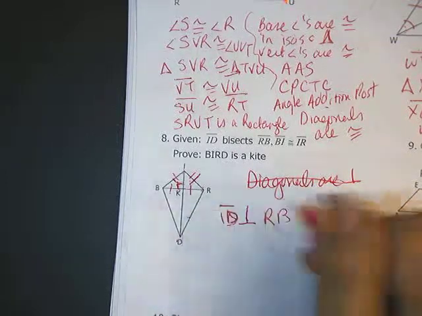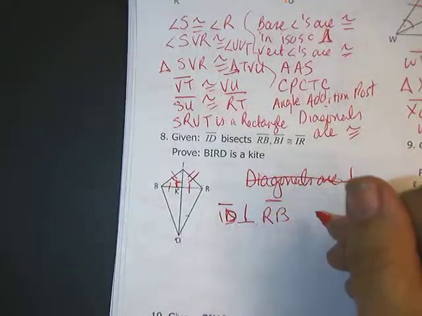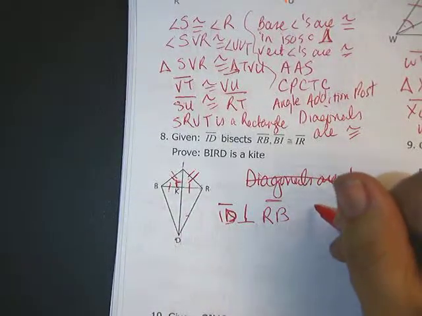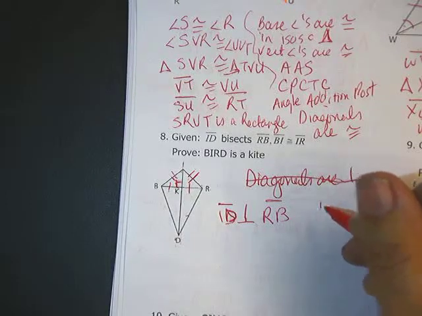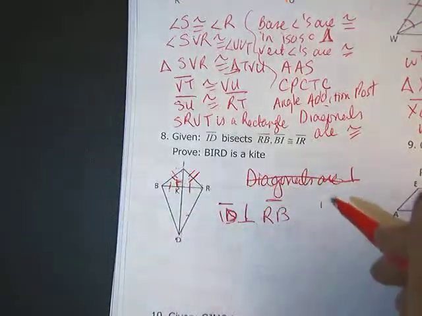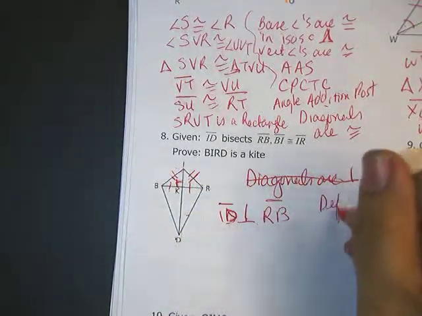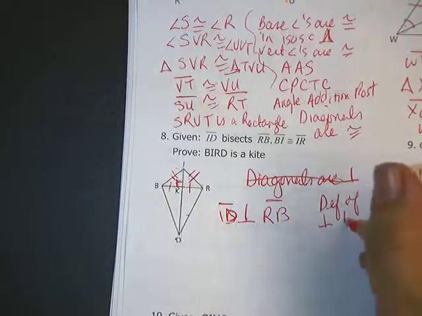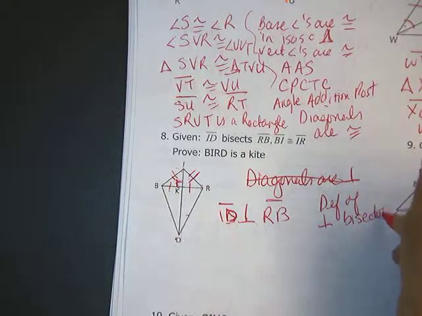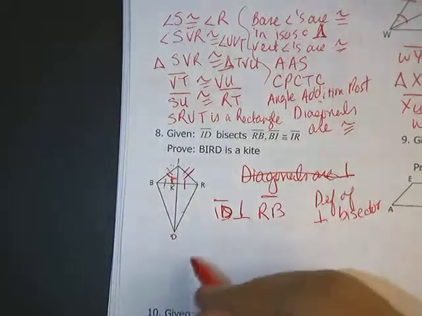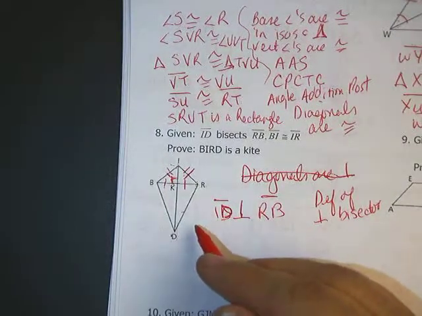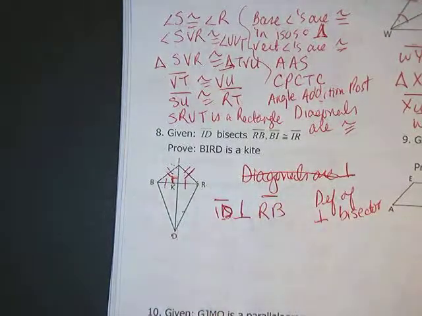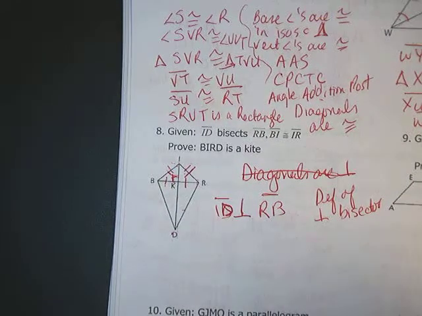Well, actually, what I should say is ID is perpendicular to RB. Pretend that's an I and a D. Terrible handwriting today. ID is perpendicular to RB because ID is a perpendicular bisector, and that's because you know these distances are equidistant. So I'm going to just use the definition of perpendicular bisector. When in doubt, do definition.